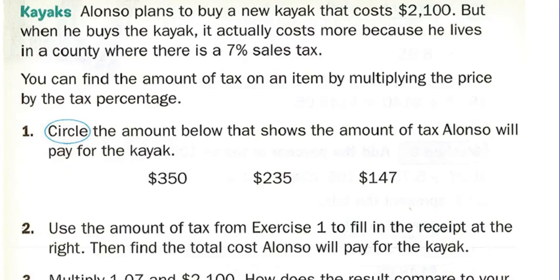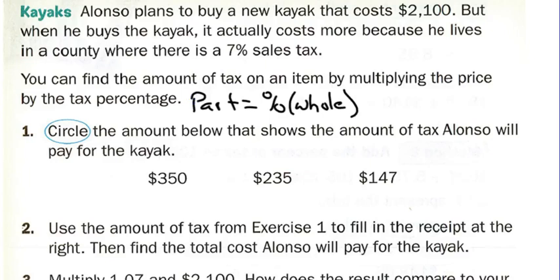But when he buys the kayak, it actually costs more because he lives in a county where there is a 7% sales tax. You can find the amount of tax on an item by multiplying the price by the tax percentage. So what we're really doing there is finding the part of the whole, whereas the sale price is the whole amount and the amount of tax you have to pay is the part. So we can actually use our percent equation of part equals percent times the whole.